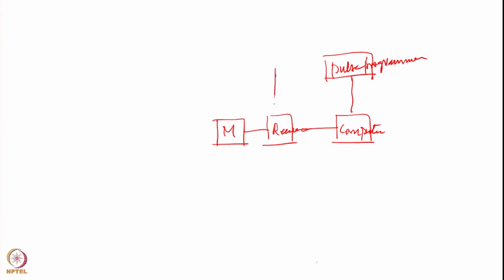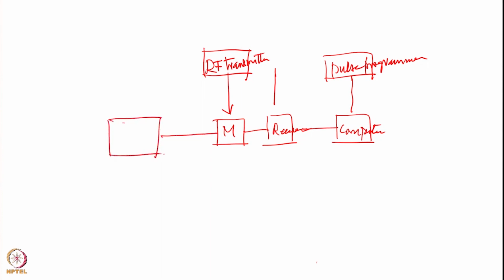Then you have a RF transmitter here. This is the one which actually supplies the RF, and then we have here a controller. This is the RF controller, and then of course in addition you will have to have certain other things which are called the field frequency lock, and then you have the so called shim system.